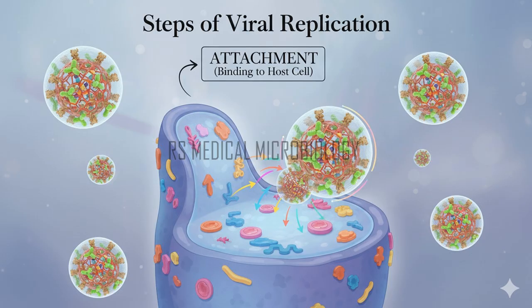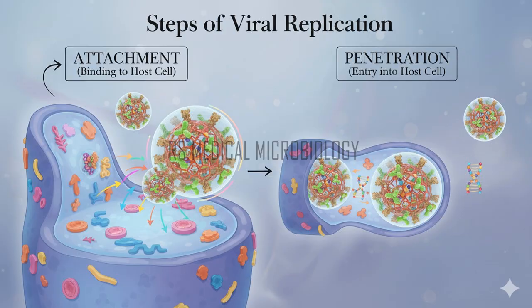The first and the most specific step involves a lot of receptor interactions. These receptors are placed on the envelopes or the capsids of the virus, and they will bind to the complementary receptor sites on the host cell surface. Examples: you have the HIV virus, which has a surface GP120 receptor binding to CD4 molecules on the host cells.